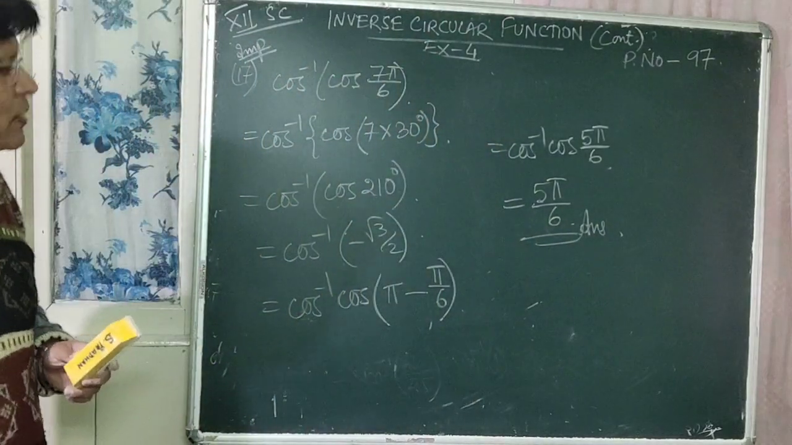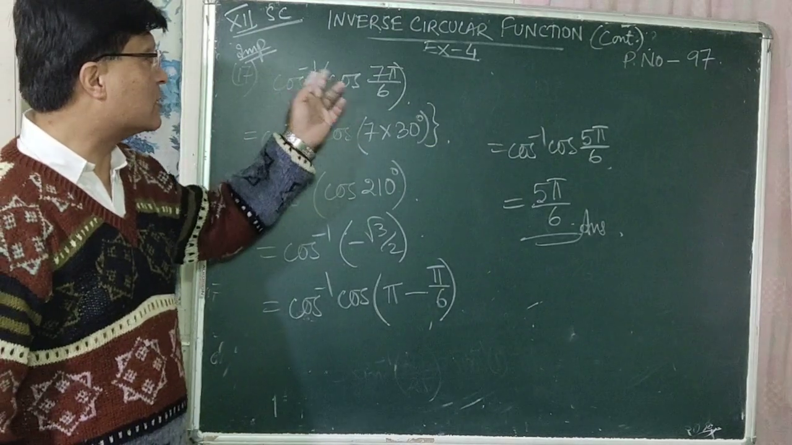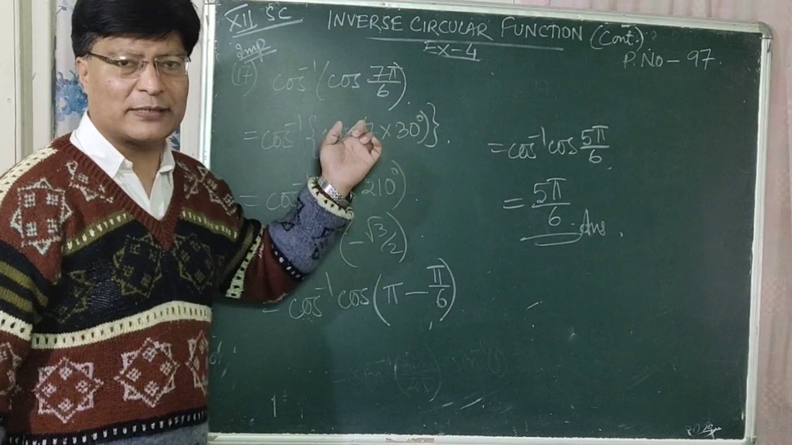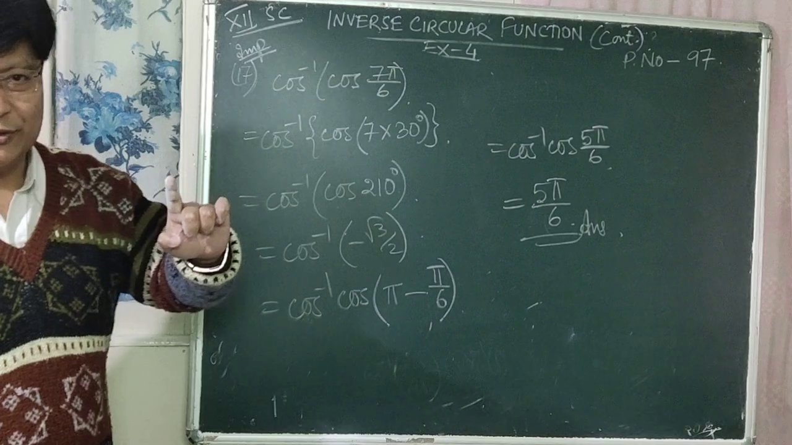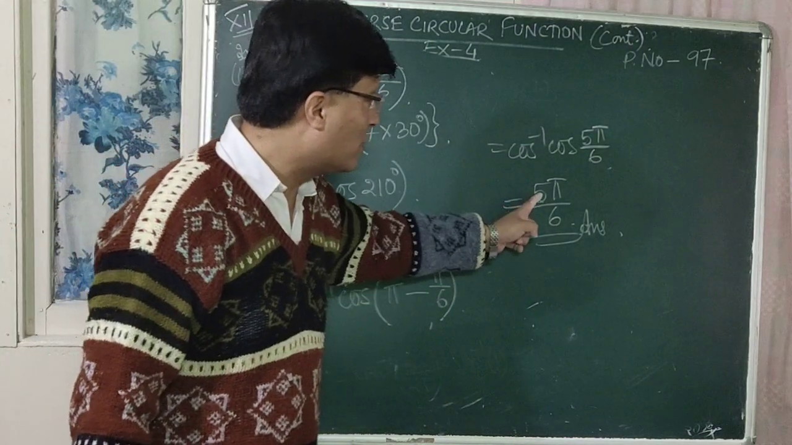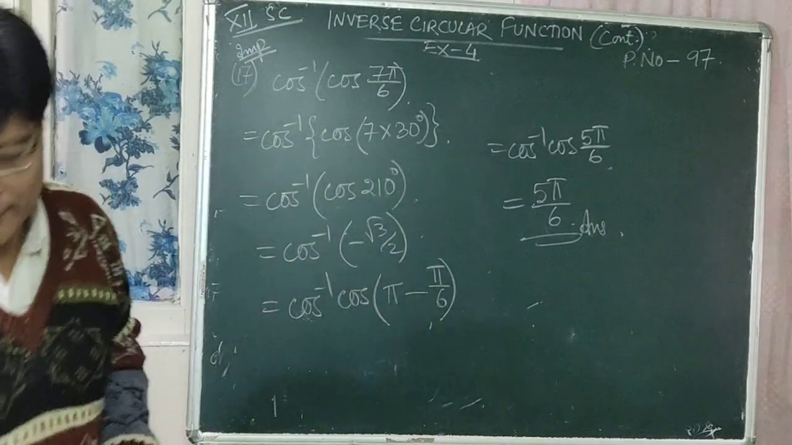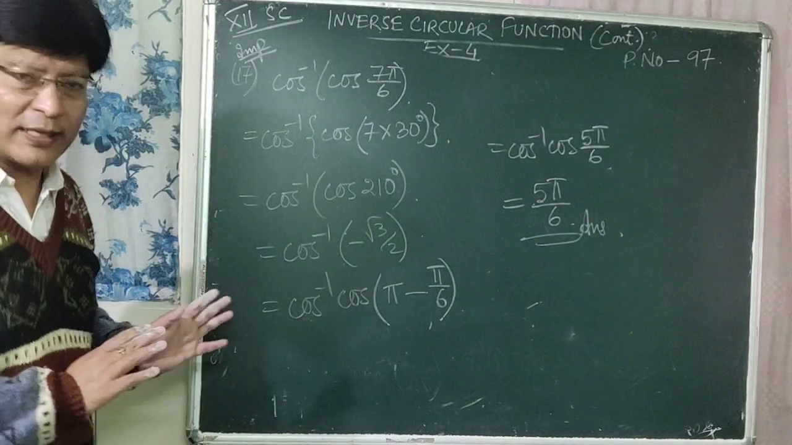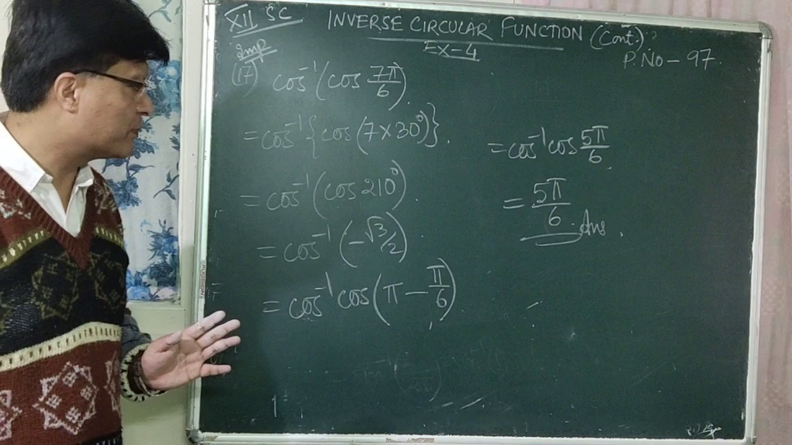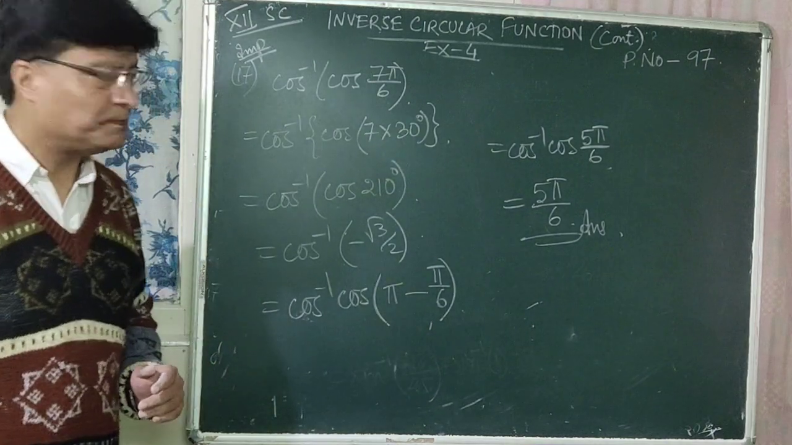Is it understood? If you directly wrote cos inverse cos 7 pi by 6, what would happen? It would be wrong. The correct answer is 5 pi by 6. Is it clear? Try to understand it. Okay? So let's do another problem.